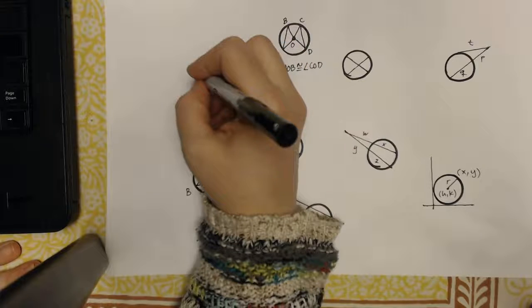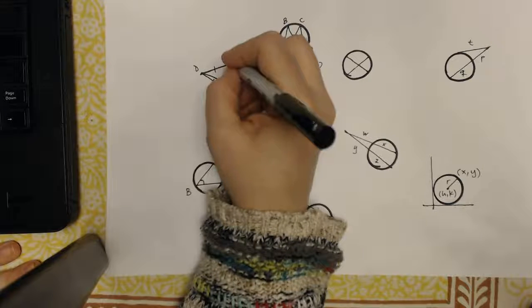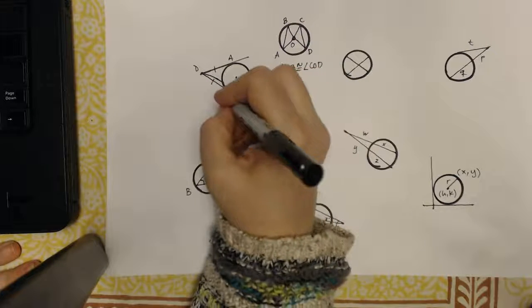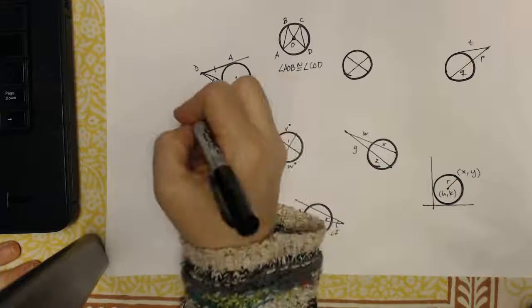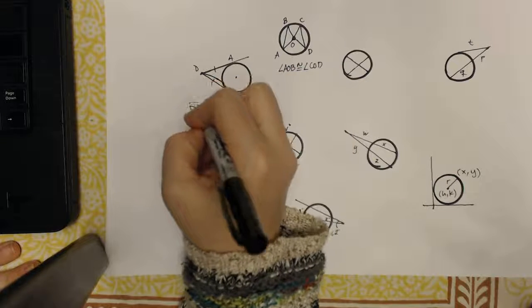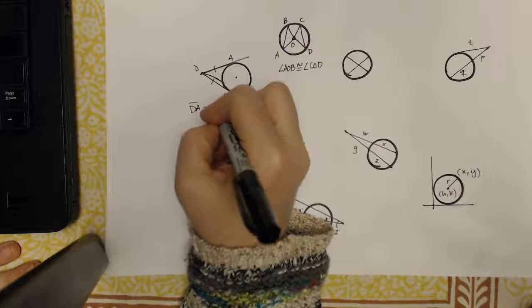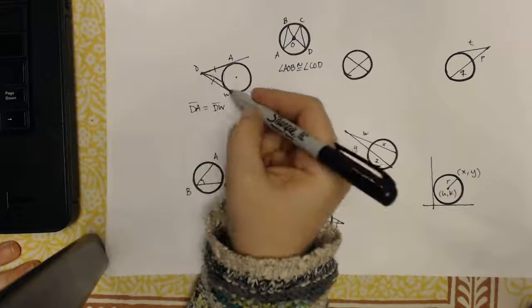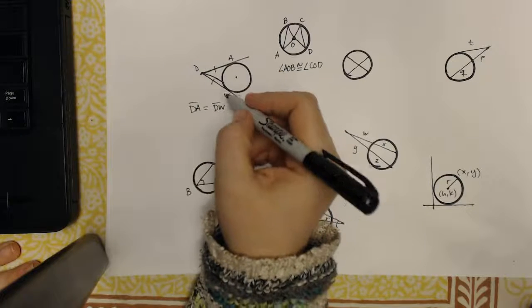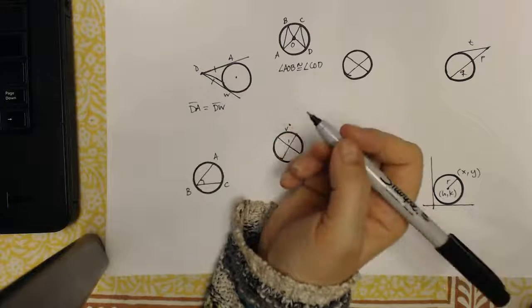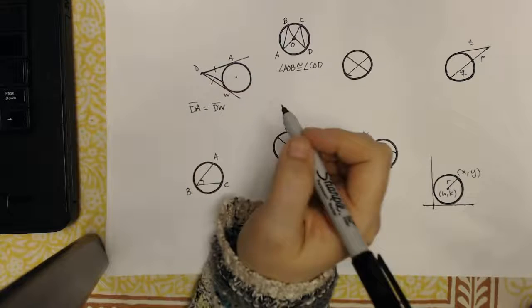So for example, in this case, like this one is maybe line DAW, right? We know that the length of DA would be equal to the length of DW, because they're both tangent to that circle, and since they intersect at a point outside, it means they have the same length.